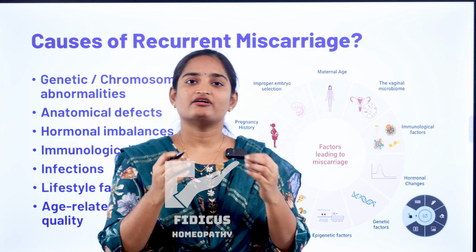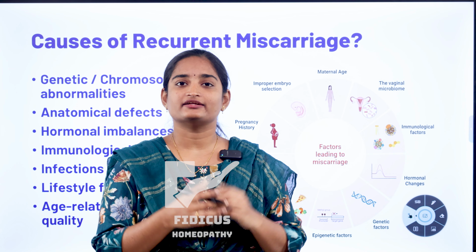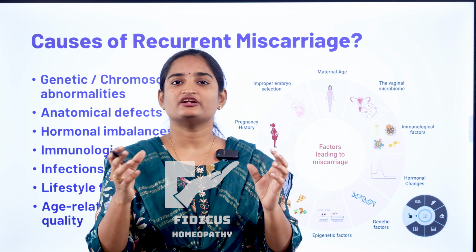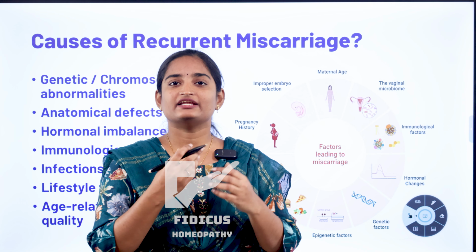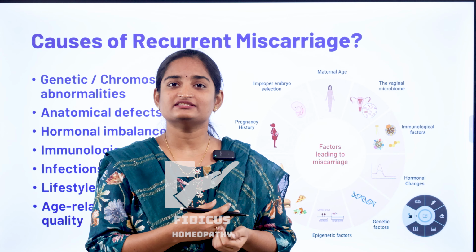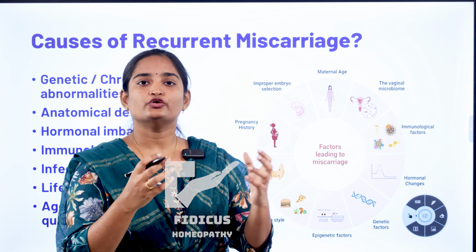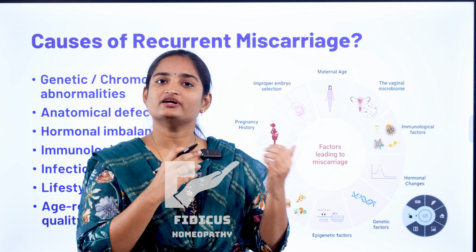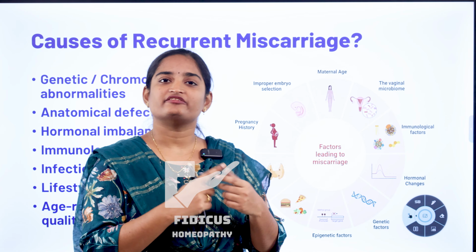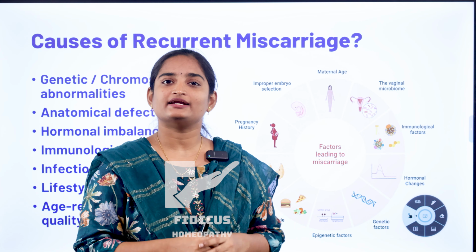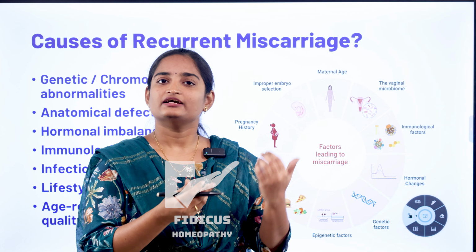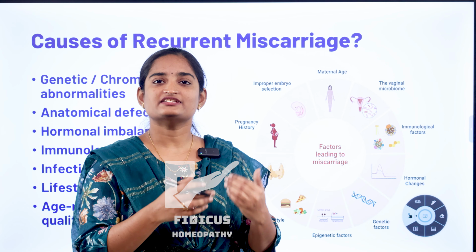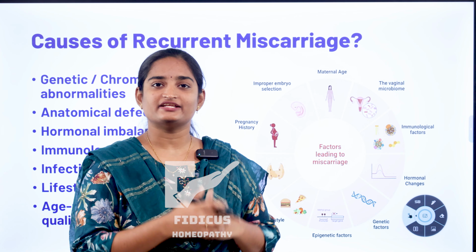Along with this, the major factor is the age-related factor. Usually in women of more than 35 years of age, naturally the quality of the egg may be reduced. When pregnancy happens at these ages, it can lead to repeated miscarriages due to the poor quality of the egg. So all these chromosomal defects, anatomical defects, hormonal imbalances, infections, and age-related factors can cause repeated miscarriages. In this condition, early identification and proper treatment is essential.